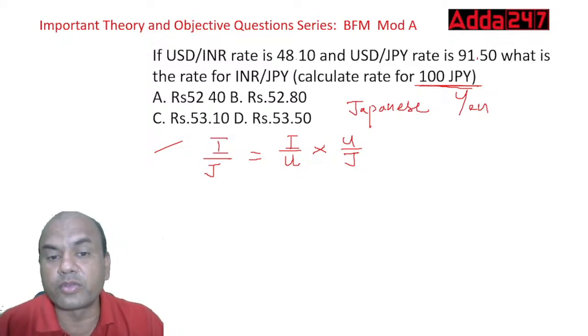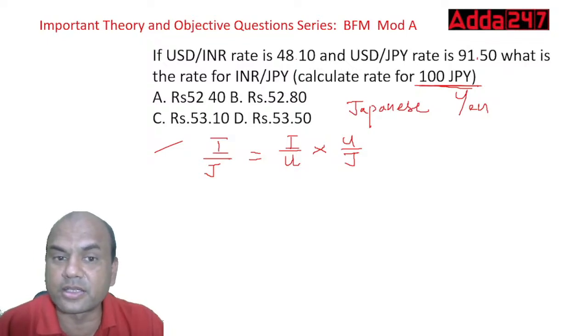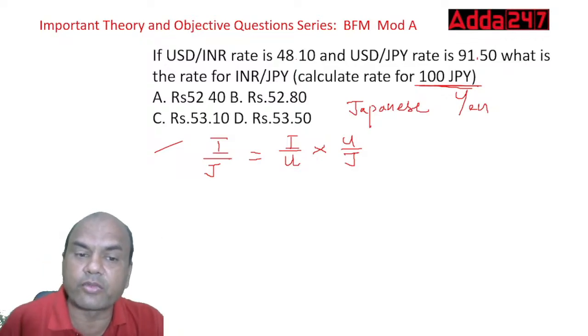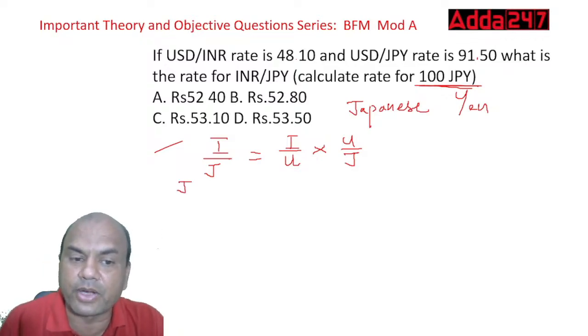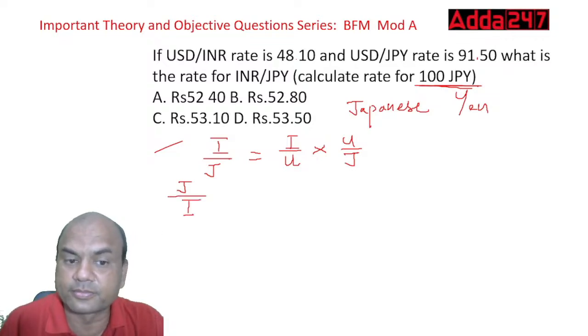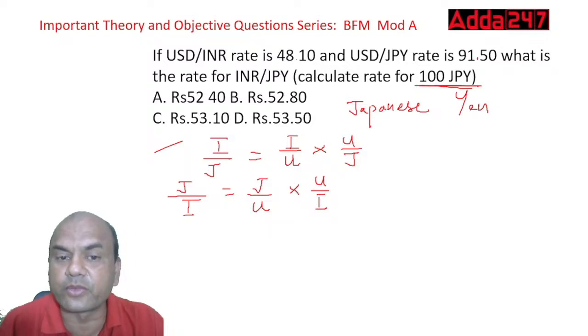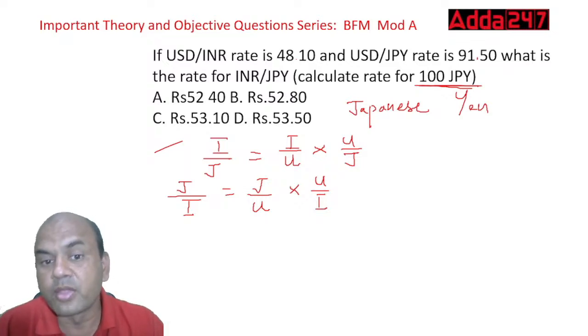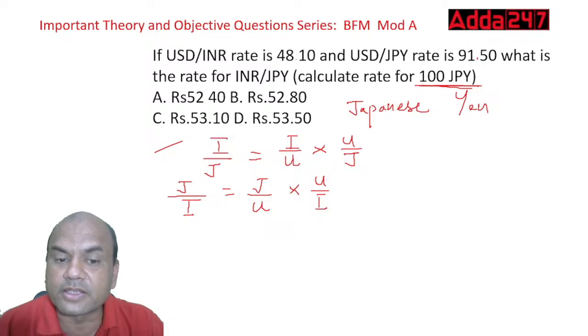See here, when I say INR to JPY, I want this rate, and JPY to INR is actually the reverse one. Whenever we find this rate, we find it this way: JPY to INR, that is JPY to USD into USD to INR. This is what we find out always. So first find out this. If they ask you INR to JPY, you can reverse this later, because this rate is difficult to find out. This rate is very simple.